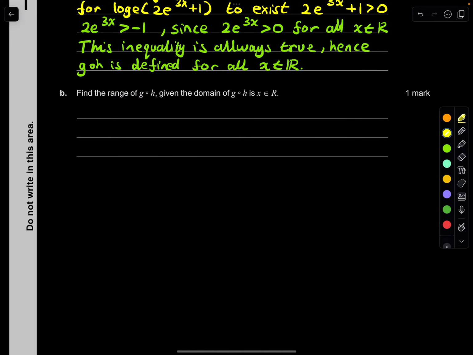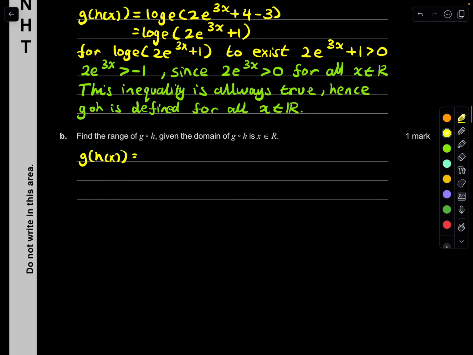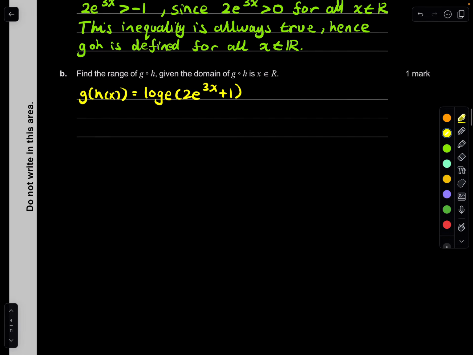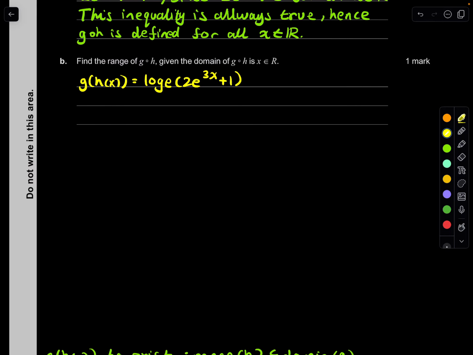Find the range of g of h, given that the domain of g of h is all x as an element of all reals. Now, we know that g of h had that domain, so we just need to find the range. Okay, let's think about it. So let's write g h of x, which I think we wrote here, which was log e of 2e^(3x) plus 1. If we were to graph it, we know the domain's all reals, but how would it look?